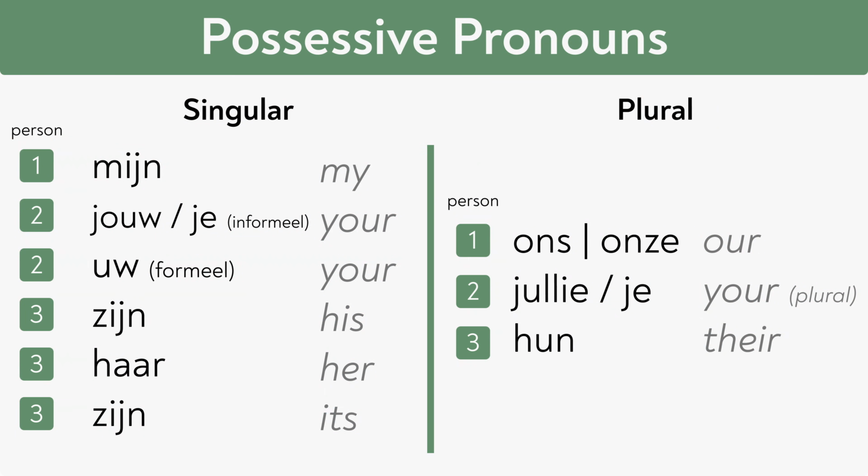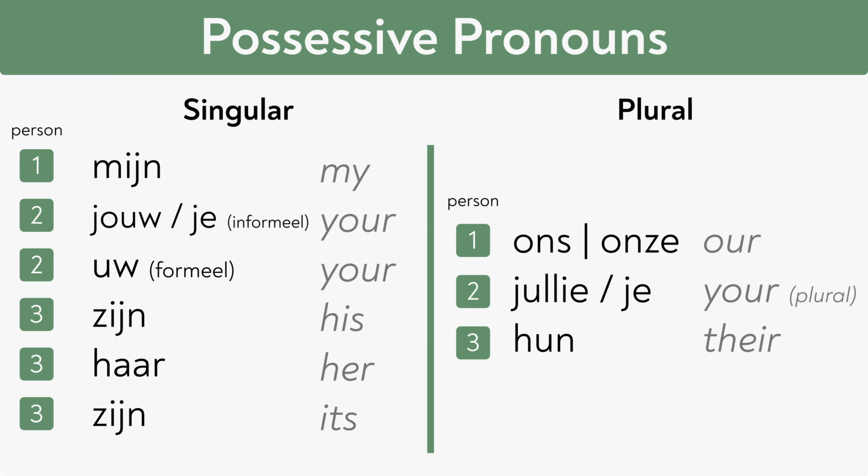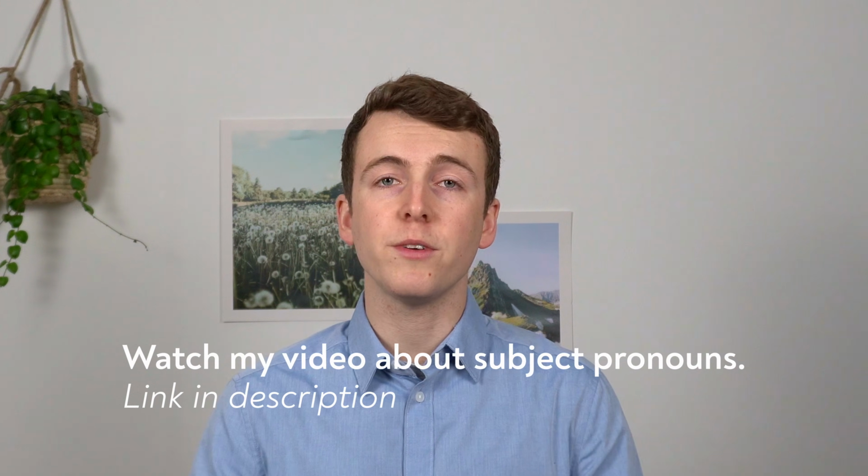Mijn, jou or je, uw, zijn, haar, zijn, ons or onze, jullie or je, en hun. Let's discuss some noteworthy things here. If you want to know more about stressed and unstressed pronouns, then I recommend you to watch my video about subject pronouns. In that video, I explain why we use different pronouns and when to use which one.